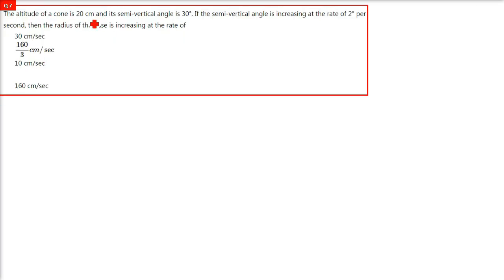The altitude of a cone is 20 centimeters and its semi-vertical angle is 30 degrees. So the cone is like this. It can be upright, it can be like that also, like a hat, or like an ice cream cone. This is R, this is H, and this is your alpha angle.